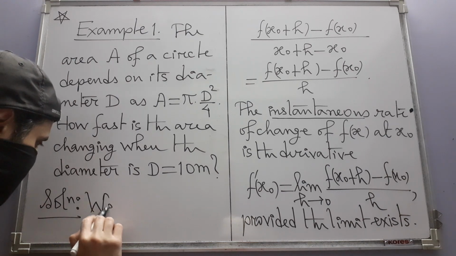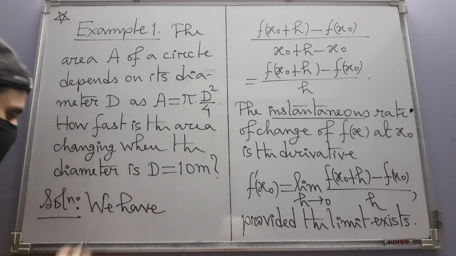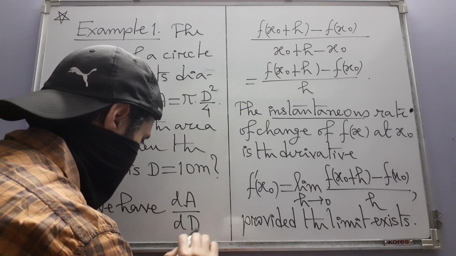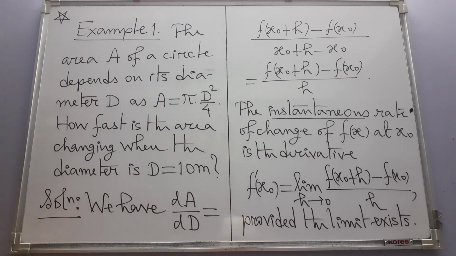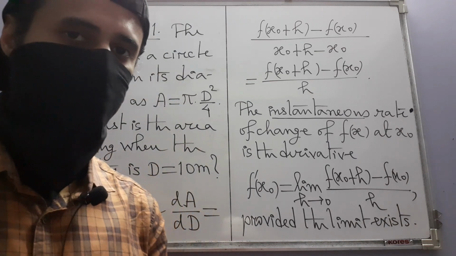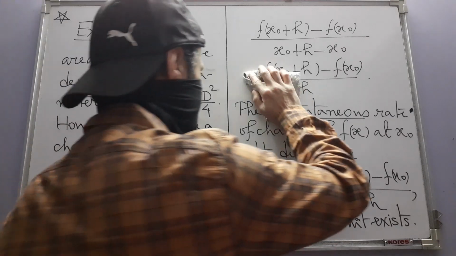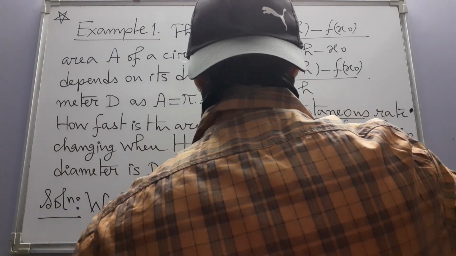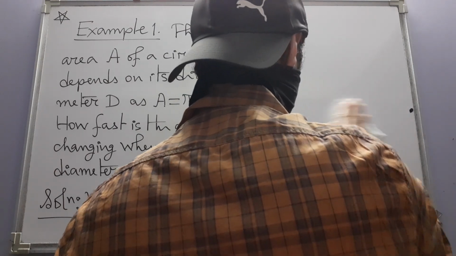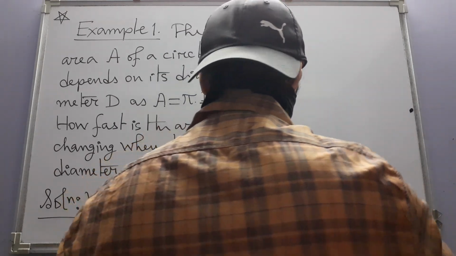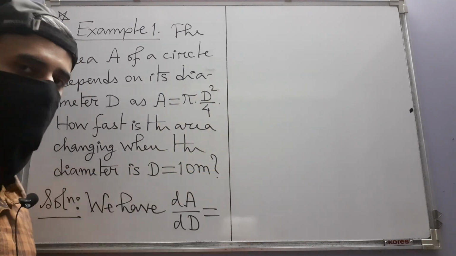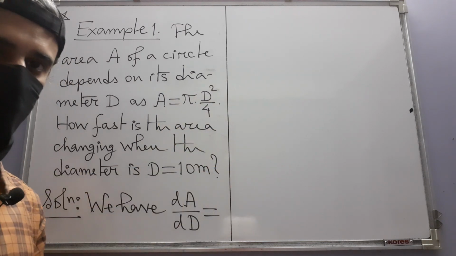We have, so this is what we have to find. Because pi over 4 is constant, by the constant multiple rule of derivatives, it comes outside of the differentiation process, and we just differentiate d square, which by the power rule has derivative 2d. So pi over 4 times 2d, or pi d divided by 2.